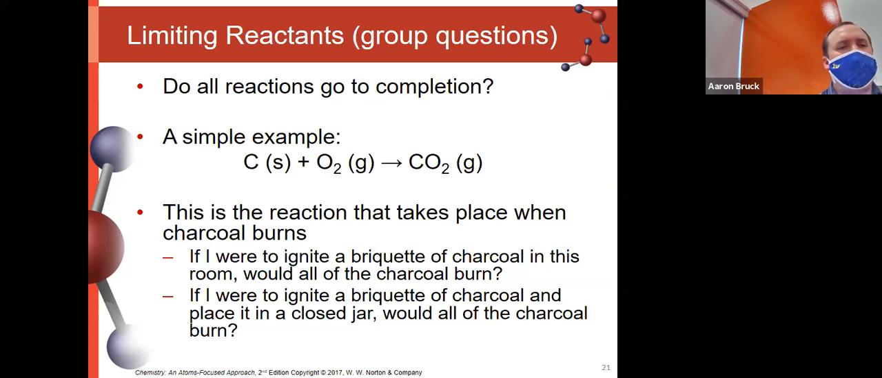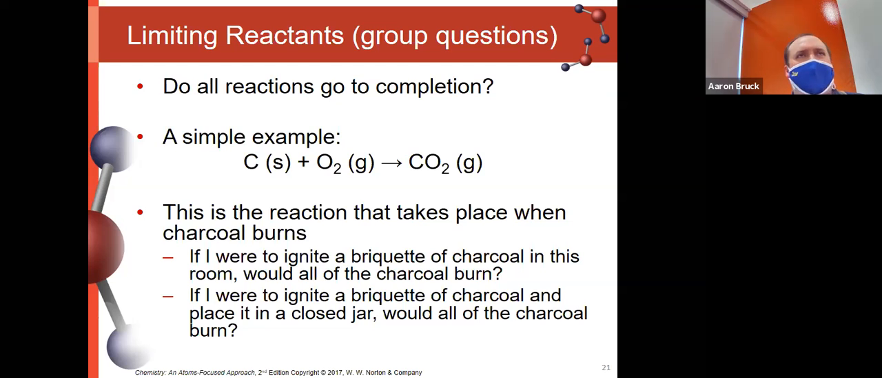Let's go back to this charcoal example. I've got carbon, oxygen, and I'm going to make carbon dioxide. If I took a charcoal brick, lit it on fire, held it up in the air, and started walking around campus with it, what is the most likely scenario? That I'm going to consume all the oxygen on campus, or that eventually the charcoal brick is going to run out? Eventually the brick runs out.